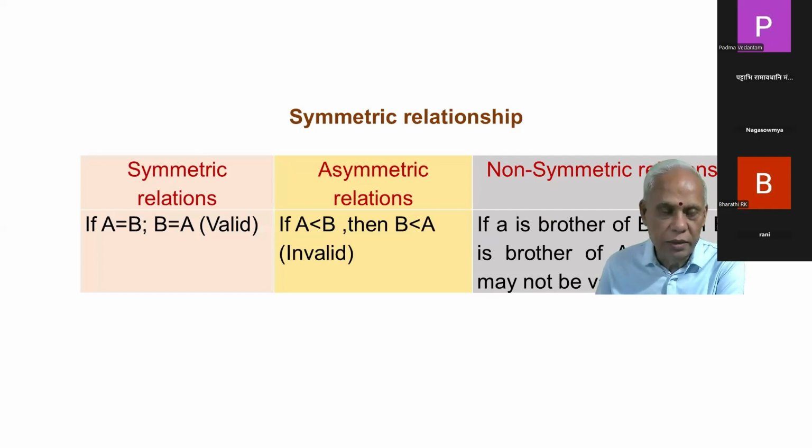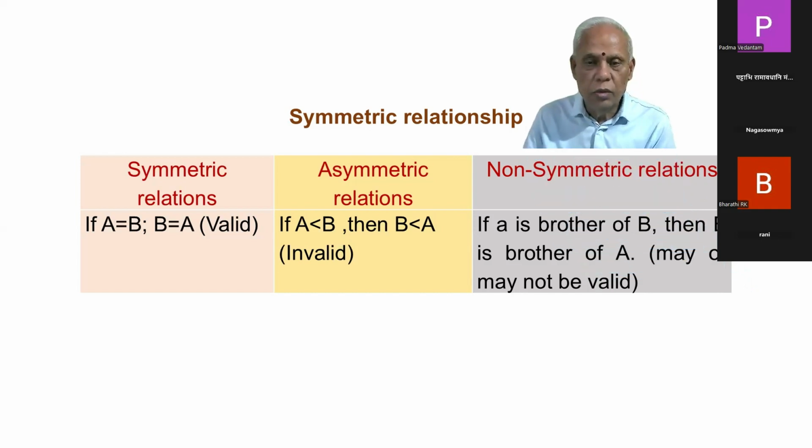Symmetric relation means, see the relation here, there are two entities here, A and B. We say A is equal to B. Then B automatically becomes A. This is valid. Is equal to means no conditions here. There are no conditions here. So, when A is equal to B, B is equal to A. This is a valid argument, valid reasoning. Automatically it happens. It is between two entities which are equated. This is what is called a symmetric relation.